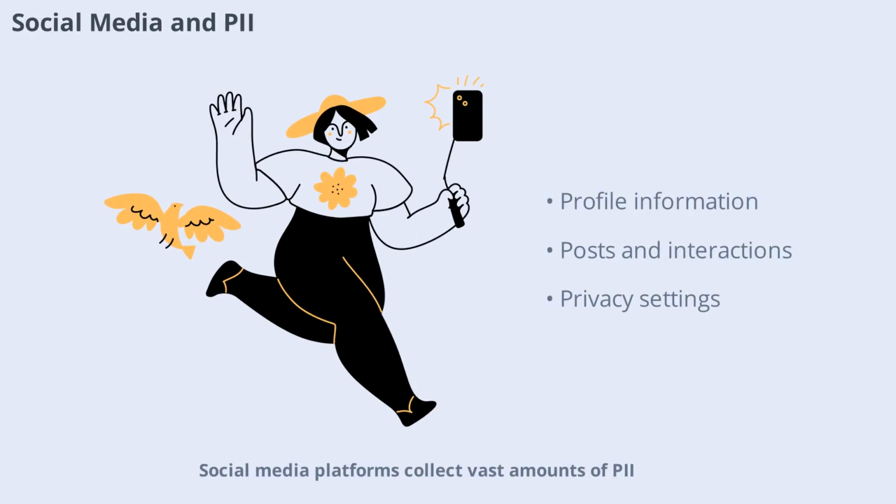Social media platforms collect vast amounts of PII, from profile information to posts and interactions. Users should be cautious about what they share online, as this data can be accessed by others and potentially misused. Privacy settings and regular reviews are essential for protecting your information.